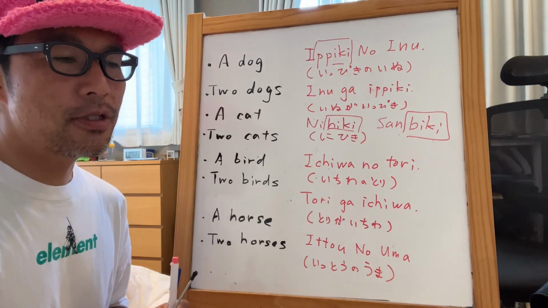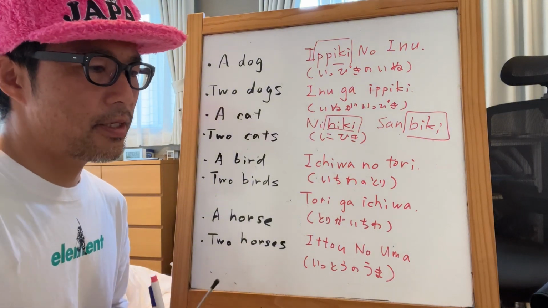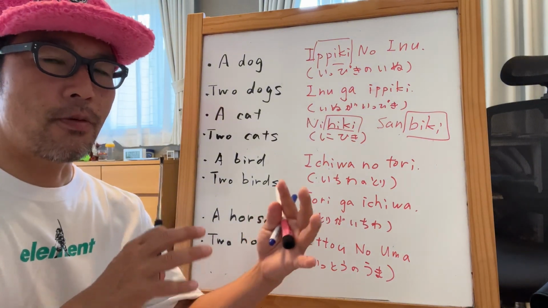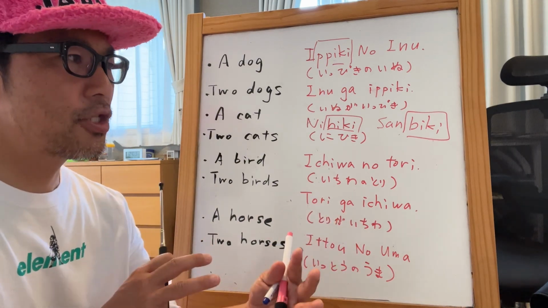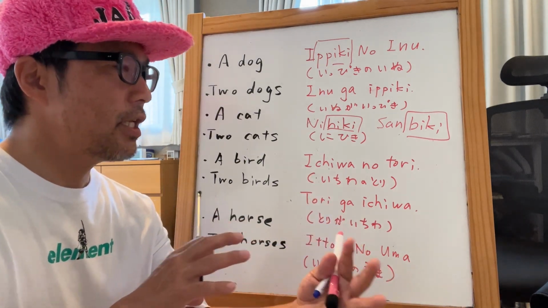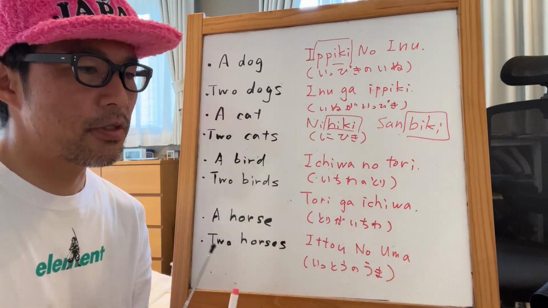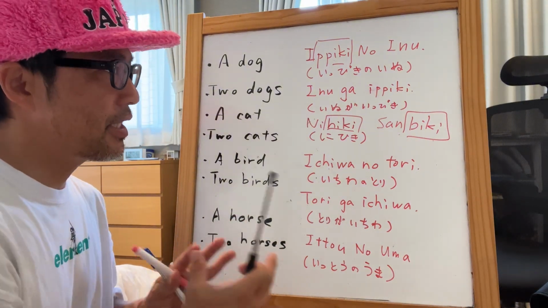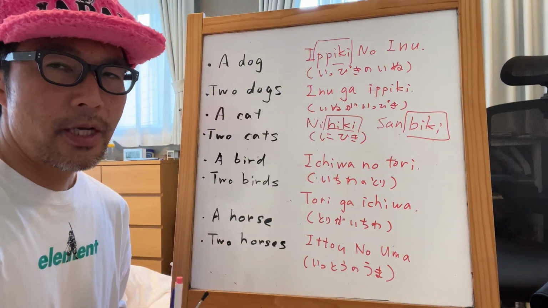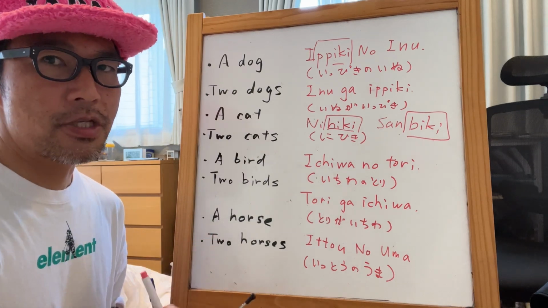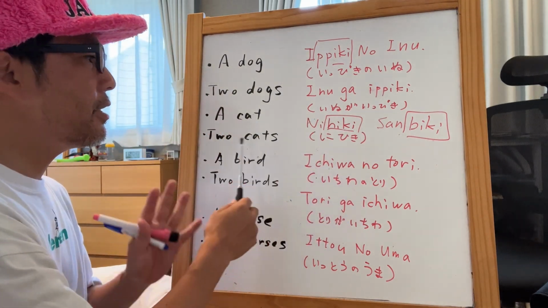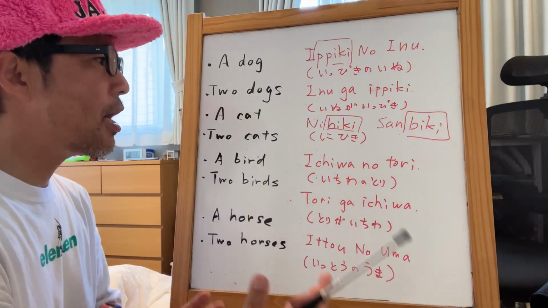So I will put some references into the description box about the combination of piki, hiki, biki. If you want to learn more detail about hiki and biki, just take a look at the description box of this video. So anyway, let's go back to how to count other animals.